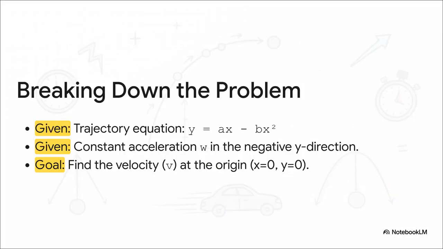Let's just break this down. We're given the path, y equals ax minus bx squared. We know there's this constant downward pull, kind of like gravity, and our target is the velocity right at the start of this path. So the real puzzle here is figuring out how this purely mathematical equation for the path connects to the very physical idea of velocity.